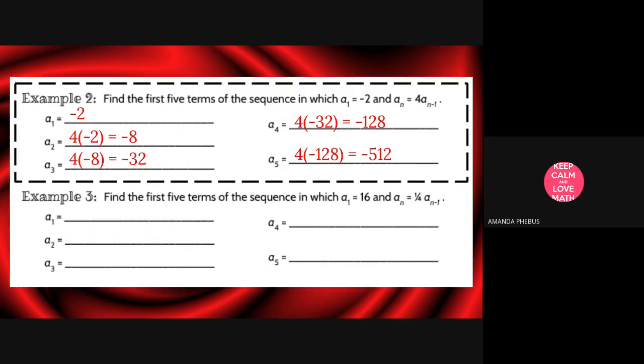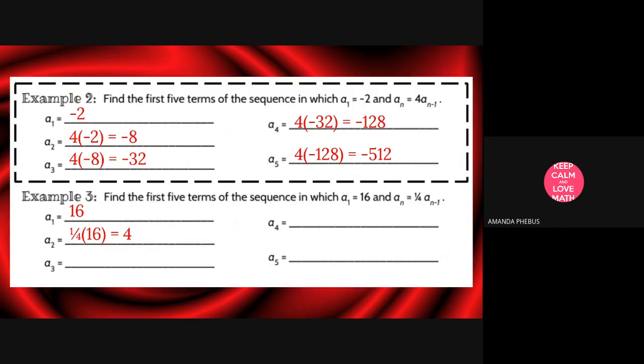All right, the next one, the first 5 terms in the sequence, we already know the first one's 16 because they gave it to us. And then we're going to take that 16 and multiply it times 1/4 to build the next number. And then we'll multiply that times 1/4 and keep multiplying by 1/4. Technically, multiplying by 1/4, you're dividing by 4. So, same idea. So we're going to do 16 times 1/4.